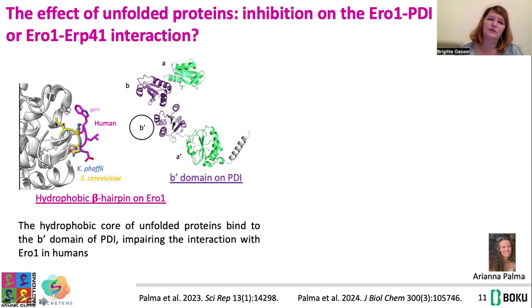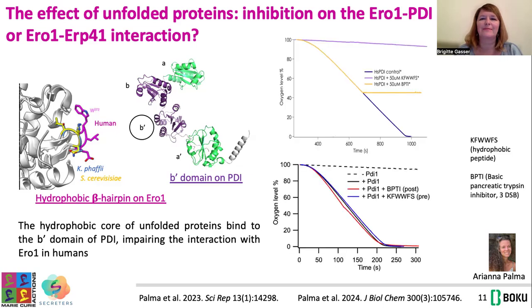And even though this hairpin is not present in the Komagataella or Cerevisiae version, we were wondering if this interaction between the two might be impaired as well and inhibited through the excess of unfolded proteins. So Ariana performed some activity assays again. In this case, a hydrophobic peptide or again BPTI were added as a measure for unfolded proteins.